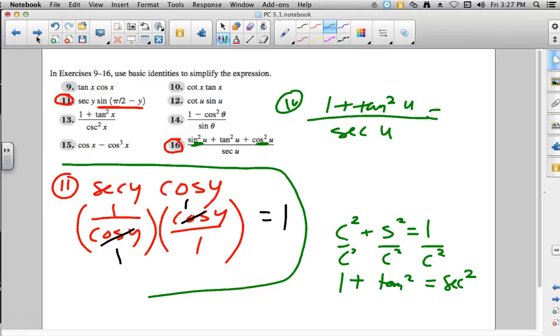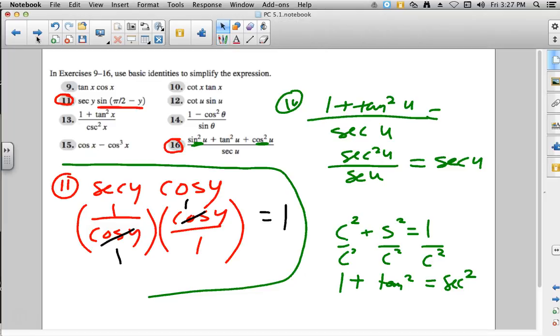When we look at our denominator, we're going to have secant squared u over secant of u. And of course, one of those is going to cancel out. And we will get secant u.